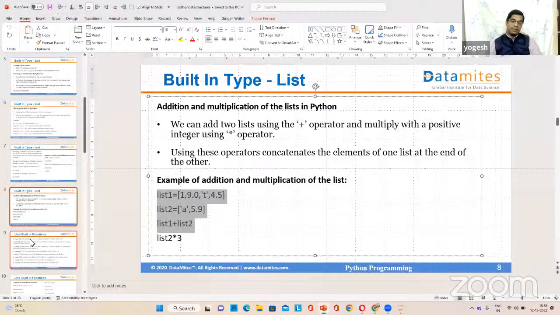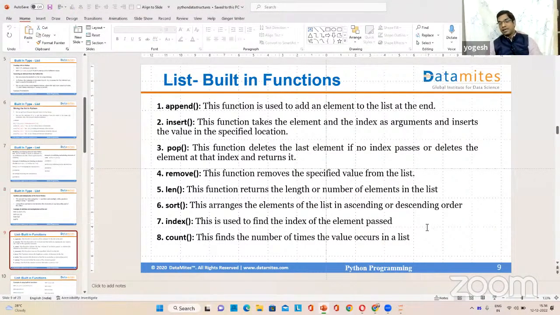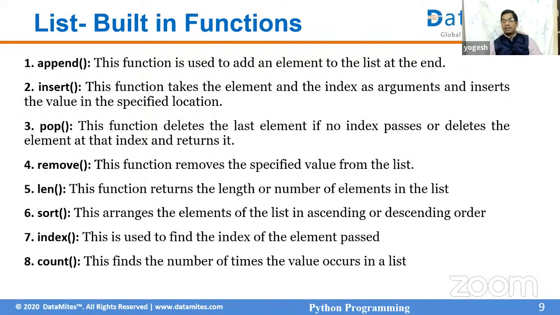So this is how easily you can add. Now these are the built-in functions. Let me run this presentation. These are the built-in functions you can see. Append is a built-in function. What this is going to do is, I already have a list and I want to add an element at the end of the list, then I can use append. The alternative is insert, where I want to insert at a specific index or a specified location. Then pop is another built-in function.